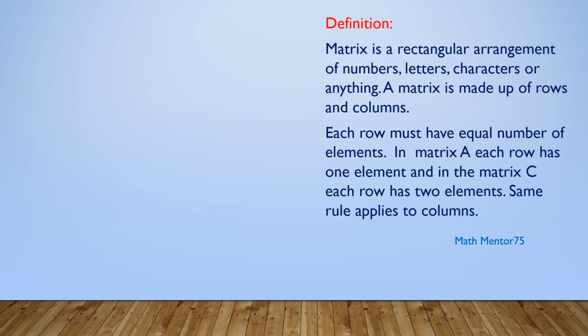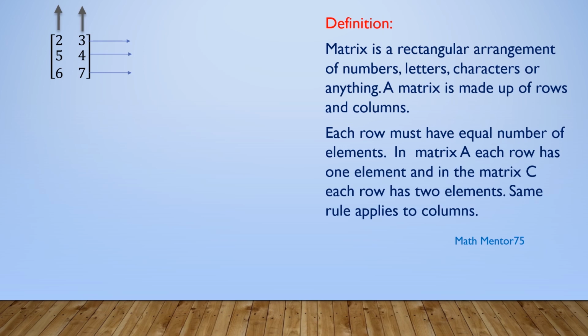Now we know the definition that a matrix is a rectangular arrangement of numbers, letters, characters, or anything. So let's discuss a few examples to check whether we have understood it or not. Let's take the first matrix. In this matrix, we have 3 rows, 1, 2, 3, and 2 columns. In the first row we have 2 elements. In the second row, again 2 elements. In the third row, again 2 elements. In the first column, we have 3 elements. And in the second column, we also have 3 elements.